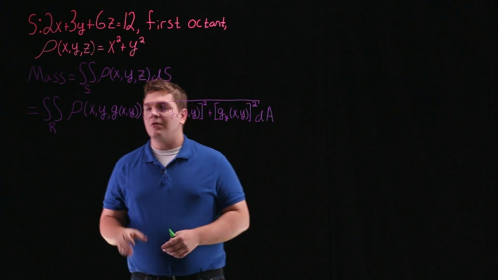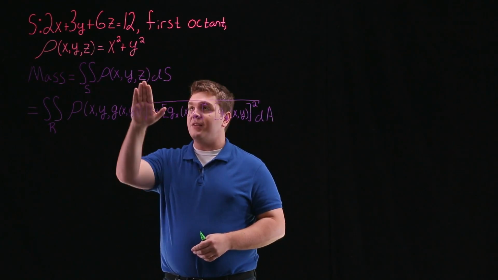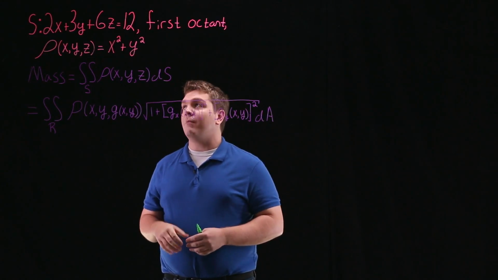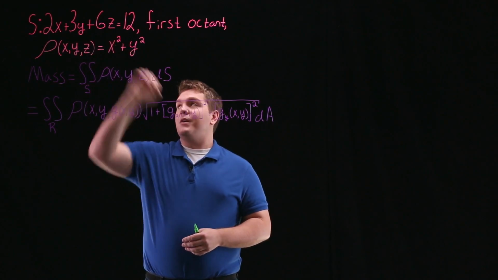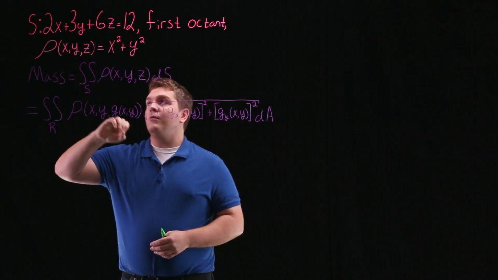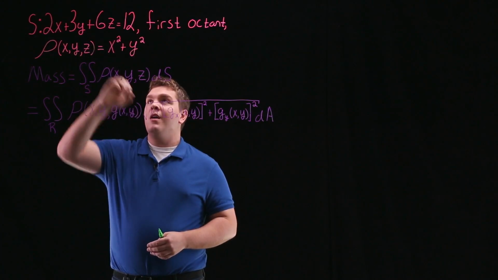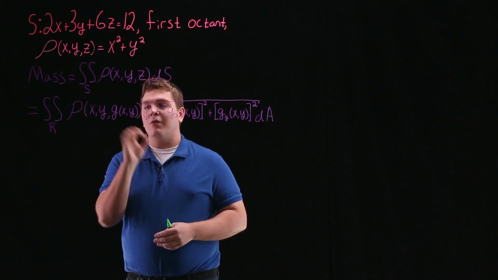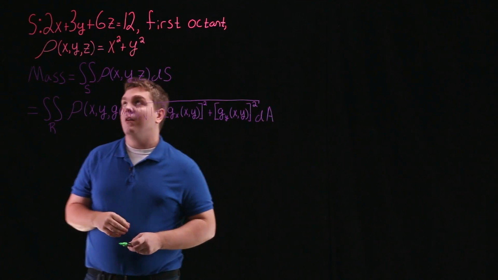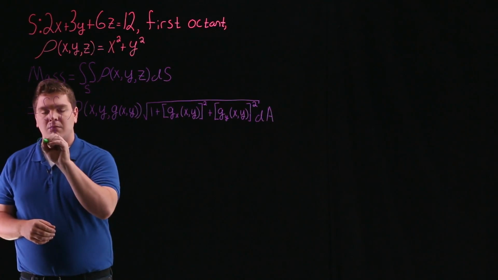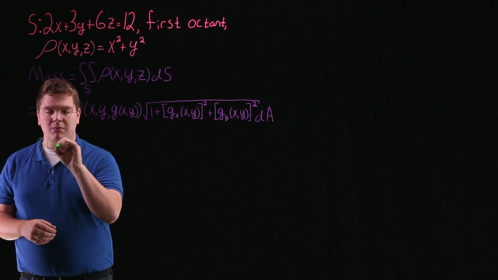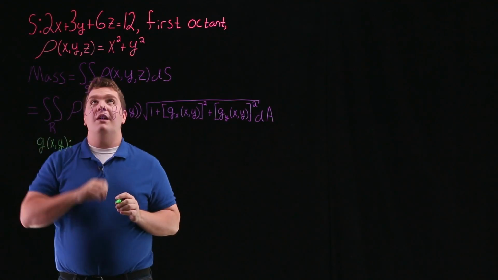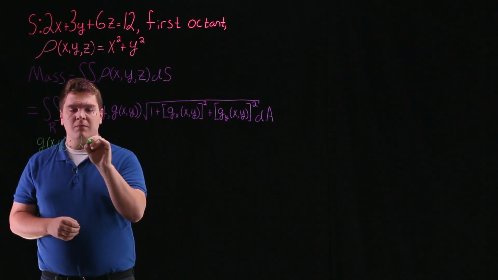So our goal here should first be to replace z with some g of xy. And the way that we're going to do that is by looking at this equation up here. So we know that we have 2x plus 3y plus 6z is equal to 12. We'll manipulate that equation in order to find a g of xy. So as I said, let's go ahead and write down that equation.